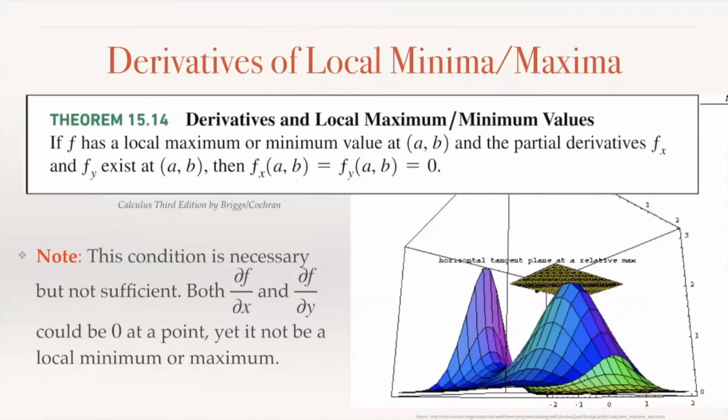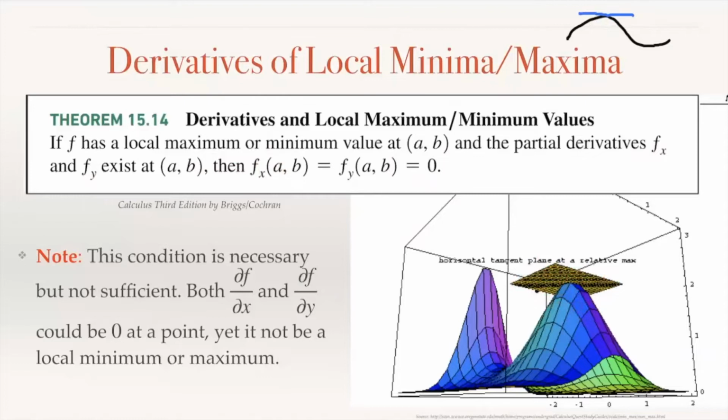Derivatives and local maximum and minimum problems. Recall from Calc 1 that at a local minimum or maximum of some function, the tangent line is of slope 0, and the derivative at a local minimum or max is 0. Well, the same things are true here, but with partial derivatives. If f has a local minimum or maximum at a point, then the partial derivatives, both f sub x and f sub y, are 0, because at a local min or max, your tangent plane is a horizontal plane.